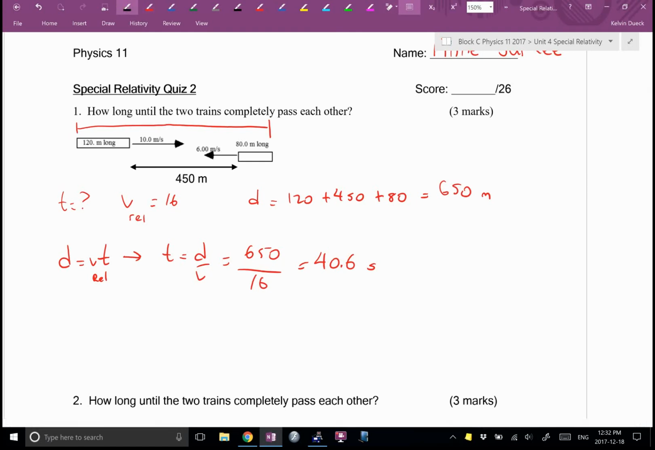Otherwise, I would probably do 1 mark if I saw that you had used the relative speed. I would probably give you 1 mark if somewhere I saw that you would realize that time is distance divided by speed. And then 1 mark for the answer. I think on your test, though, I made this one worth 2 marks, not 3 marks, because it seemed a little overkill.